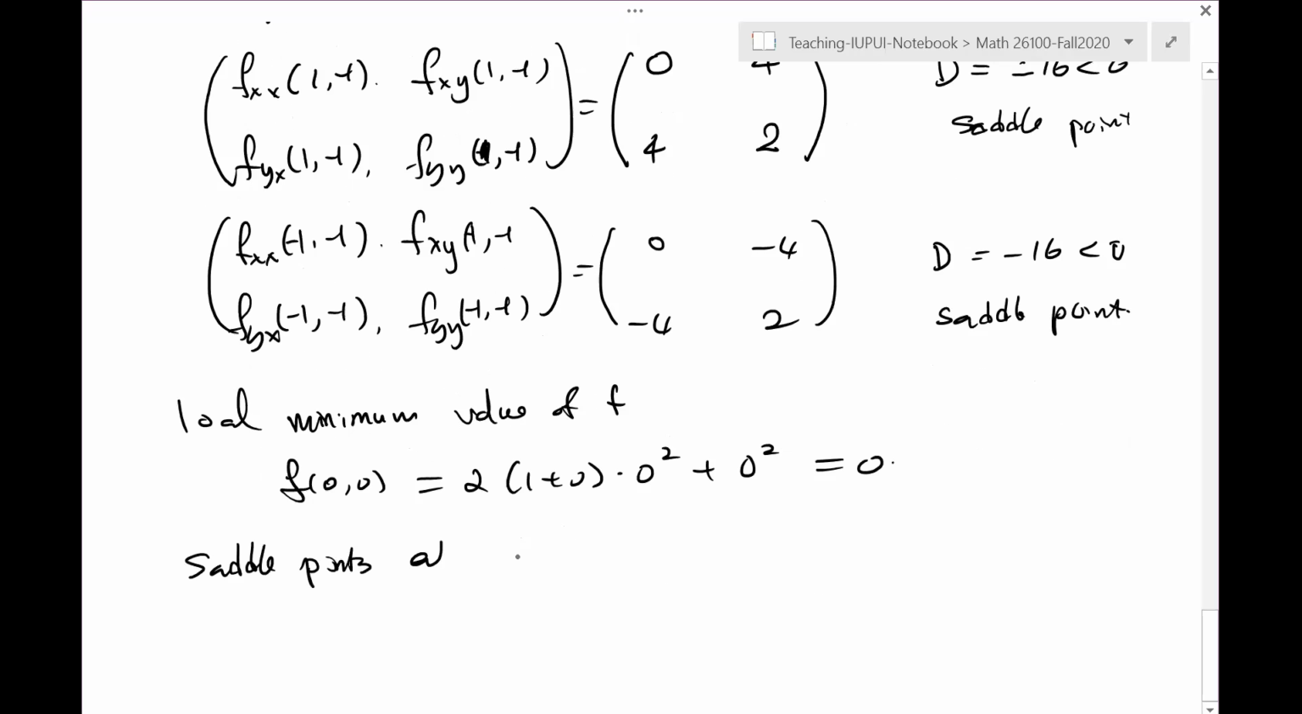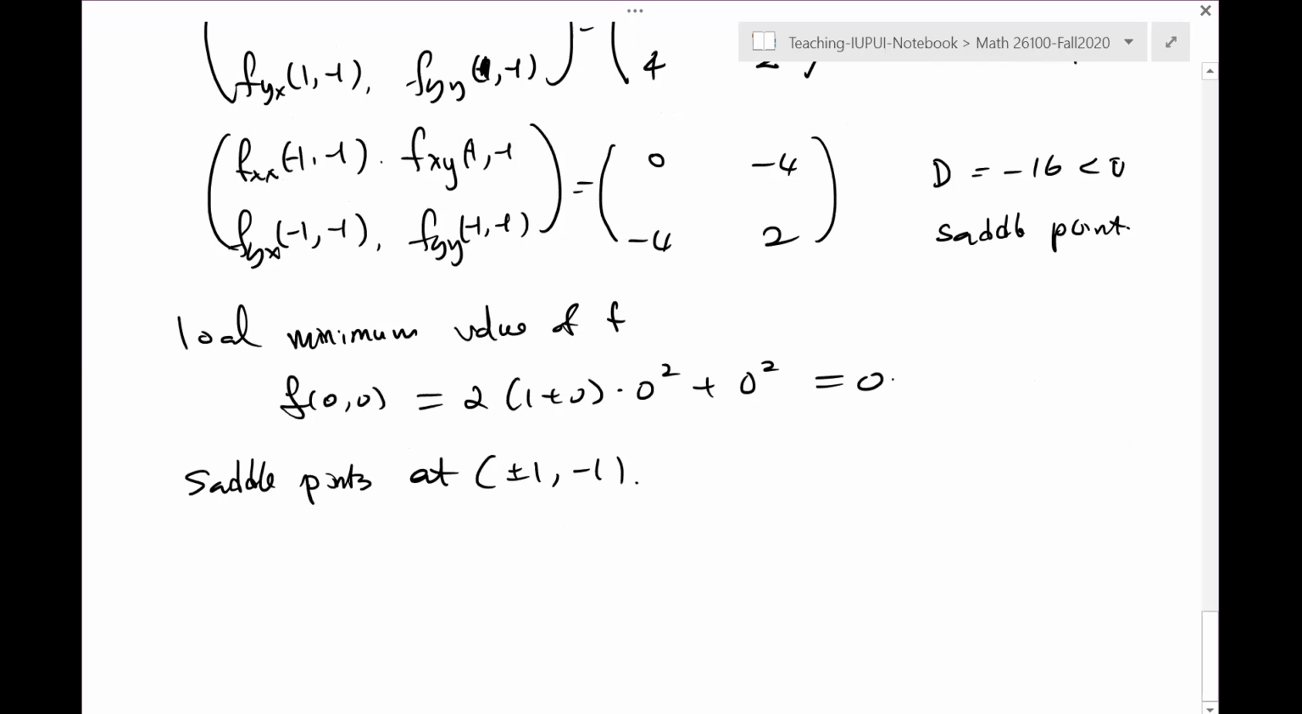The saddle points are at plus minus 1 and negative 1, okay, at those points. So in three-dimensional space, you can write down those 3 points, coordinates, right? With the first one, when x is negative, it doesn't matter. So y is negative, right? So actually it's going to be plus minus 1, negative 1, and the third component is always going to be, when you plug plus minus 1 for x and negative 1 for y, so you always get the 1, okay?